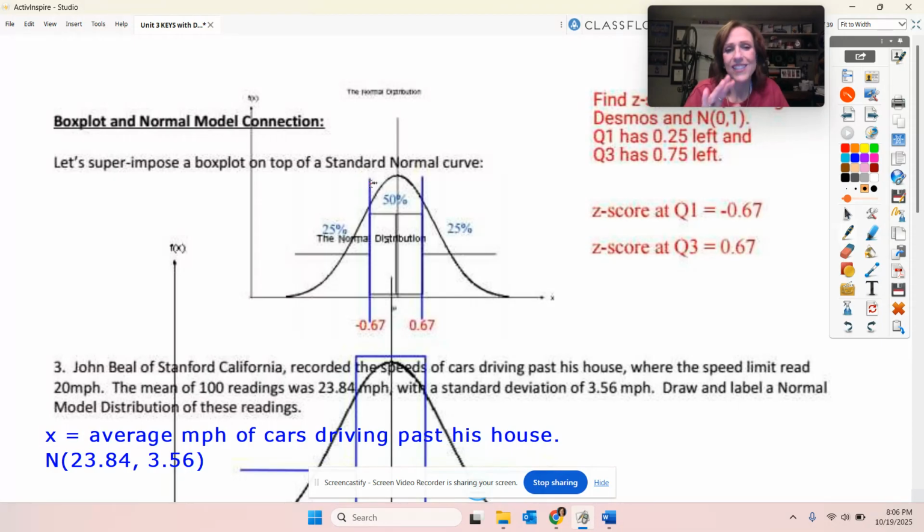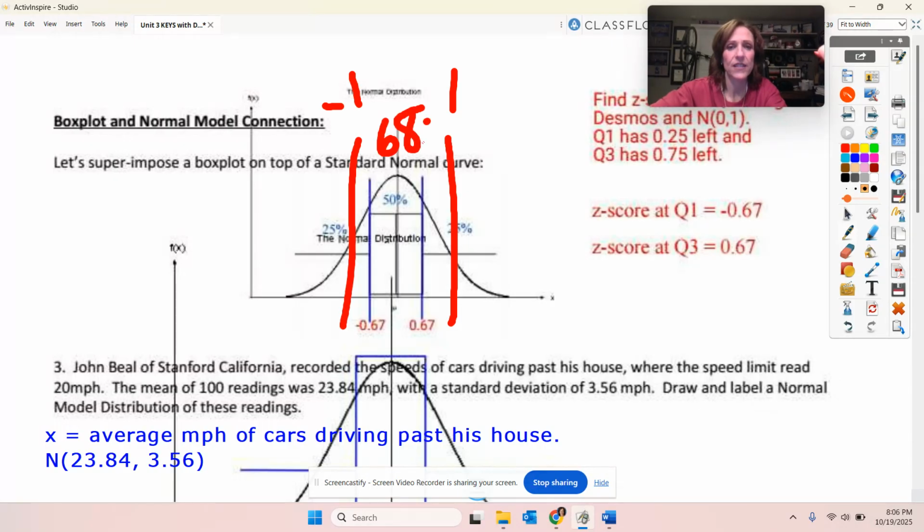Okay, so let's think about how far does that go out? Well, you know that from 1 standard deviation down to 1 standard deviation up, that's 68% of the data. So that's interesting because that means that middle 50% is not quite 1 standard deviation out. So keep that in mind.